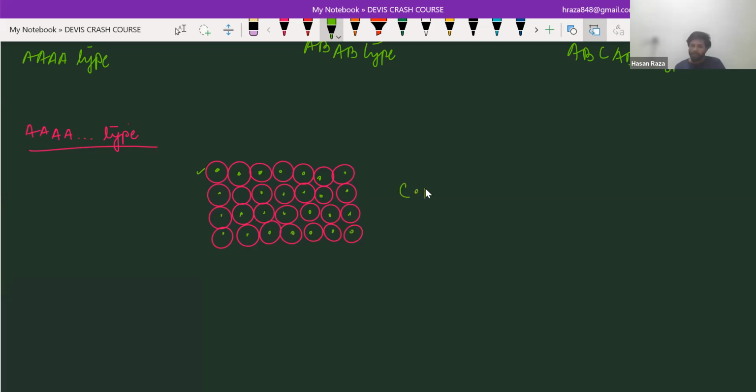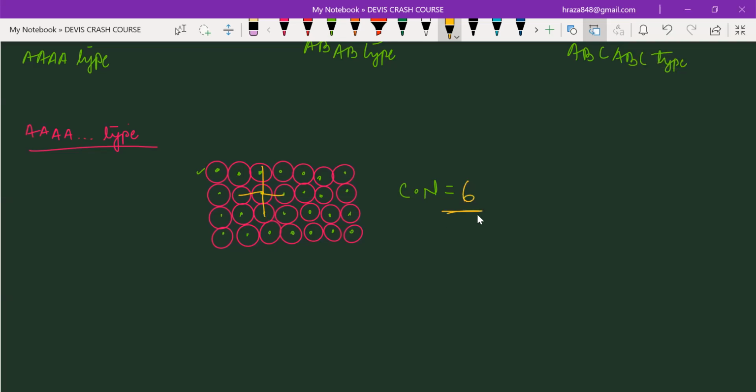Now, can you tell me the coordination number for A type? Is it 6? Yes, it is 6. Very good. You can see 1, 2, 3, 4. One bottom, one top. The coordination number will be 6. It's very easy, right? Very good. Can I move to the next part? Wait, 1 second. Please write it.